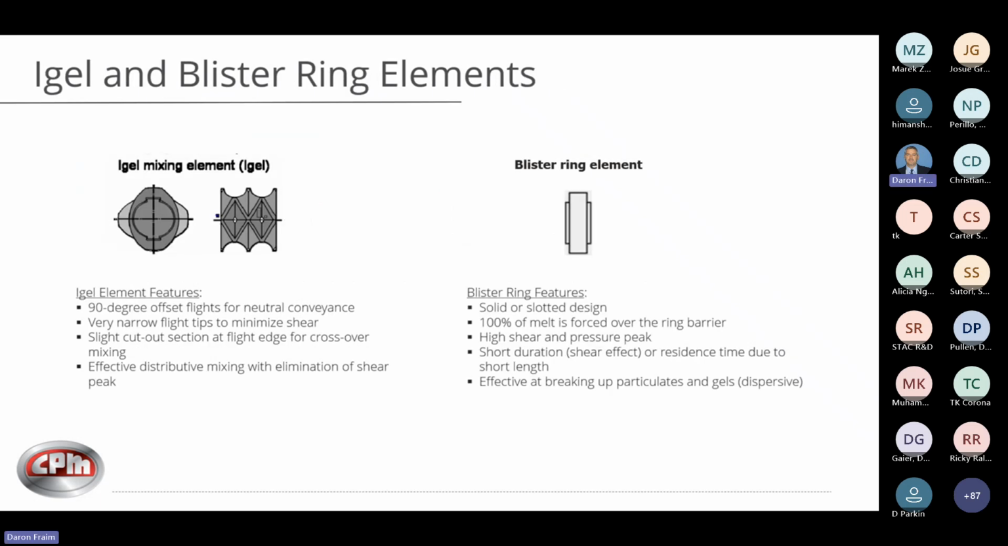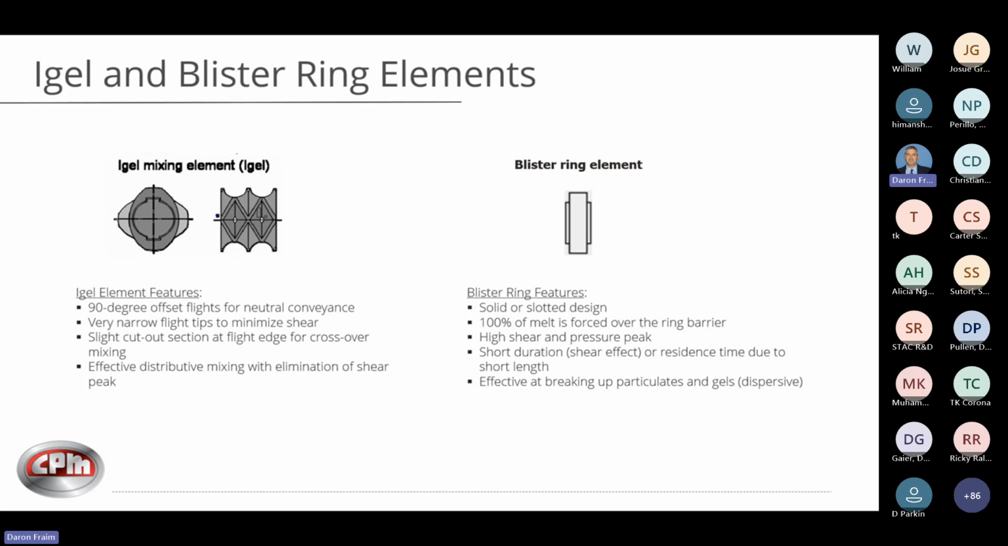The eagle is a little unique. Again, it is a distributive element. One thing you'll notice, it has very thin flights, and it does have a slight cutout on the very edge. The only difference here, this eagle doesn't have multiple cutouts like the SME, the screw mixing element. It only has a cutout on the very edge.